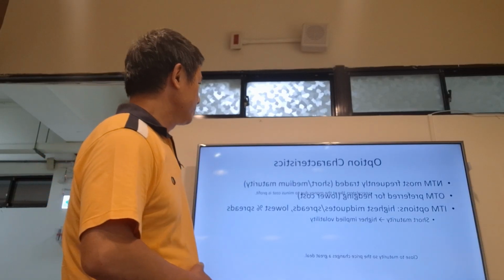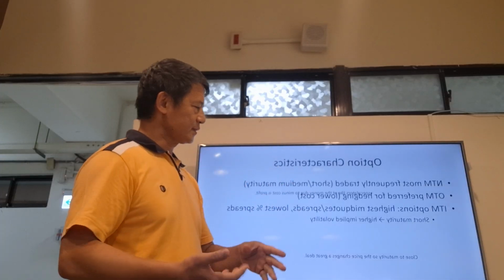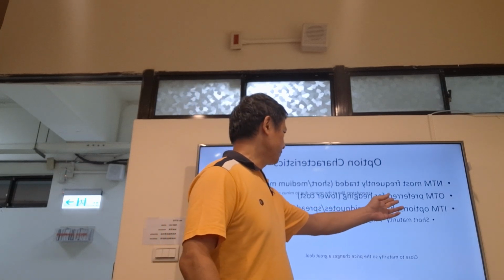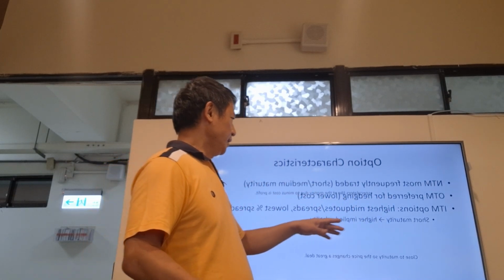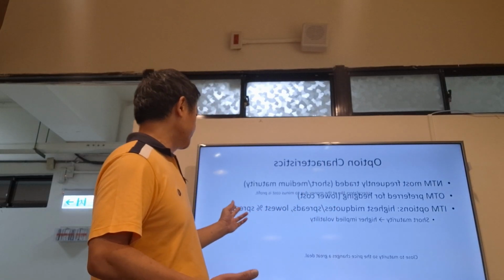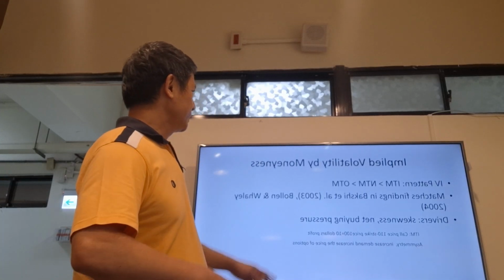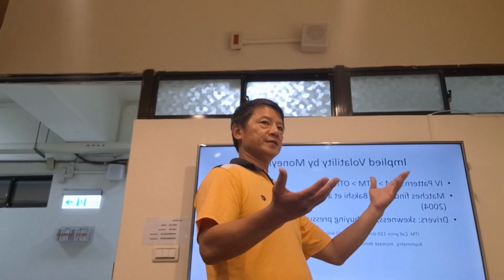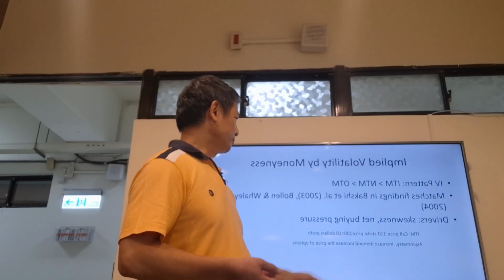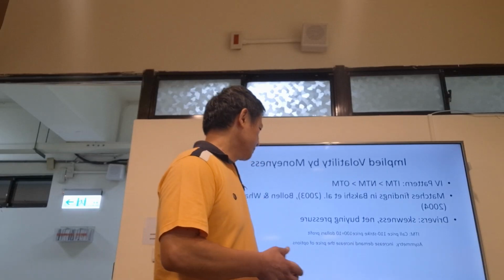So we want to draw some conclusions about option characteristics. NTM is the most frequently traded, and OTM is preferred for hedging because of the low cost. ITM options have the highest mid-quotes and spreads, and the lowest percentage spreads. And in implied volatility, meaning the value of the option, ITM is higher than NTM and OTM, which matches the finding from last year as driven by skewness.